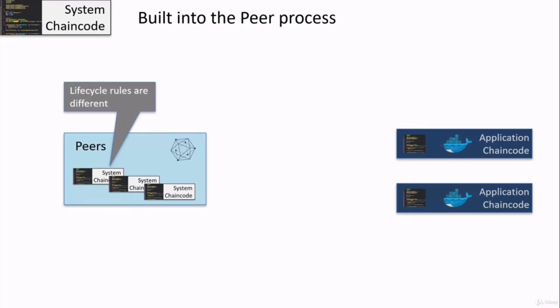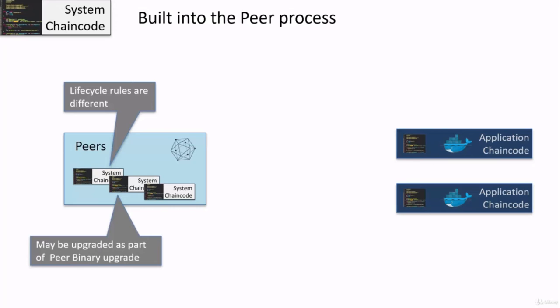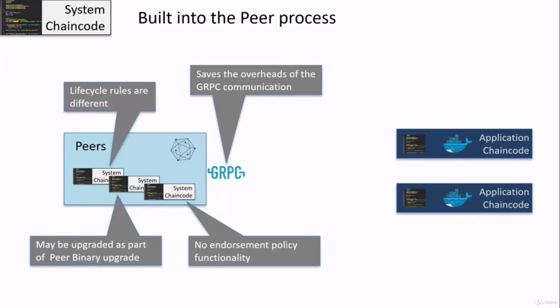The lifecycle rules for the system chain code are very different compared to the application chain code. The system chain code may be upgraded as part of the peer binary upgrade, and there is no endorsement policy or functionality that applies to the system chain code. Calls to the system chain code are in memory. In other words, these calls are not coming through the gRPC services exposed by the peer. As a result, the implementation of system chain code within the peer boundary saves the overheads of the gRPC communication.